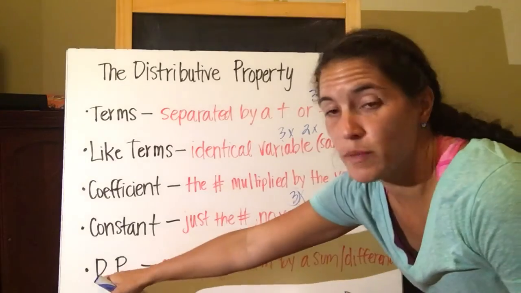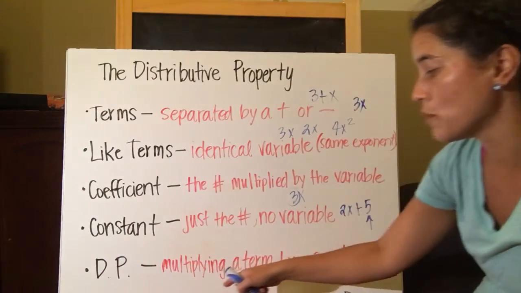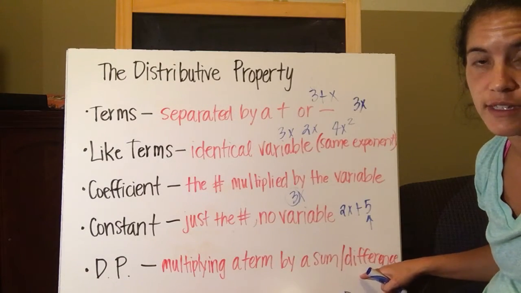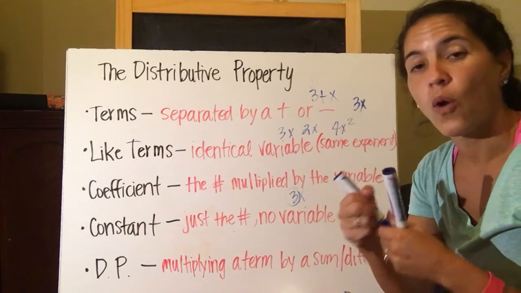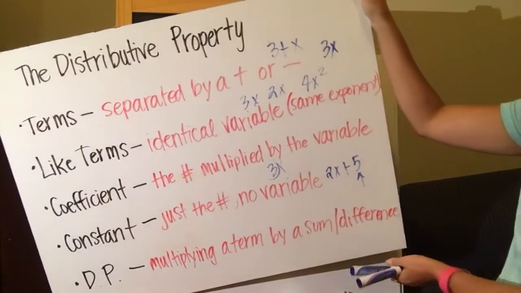And then the distributive property, DP, I'm going to abbreviate DP. The distributive property is when you multiply a term by a sum or a difference. If you have a term and you're going to multiply it by a sum or a difference. And so I'm going to show you what that means in the next slide.